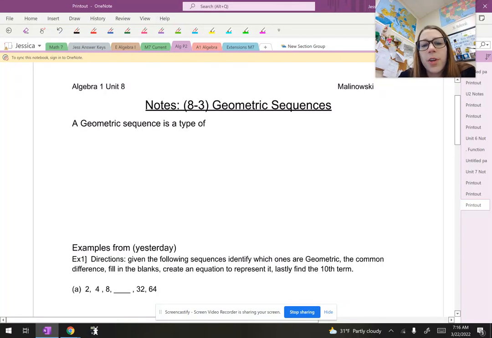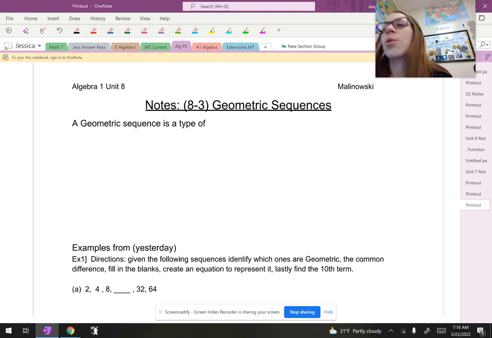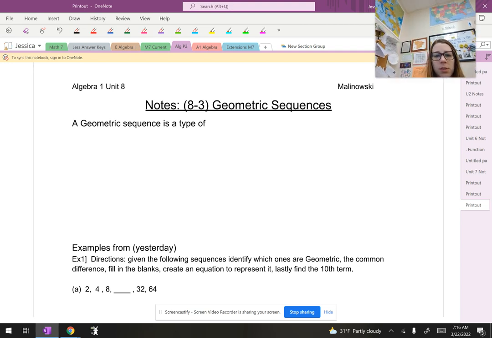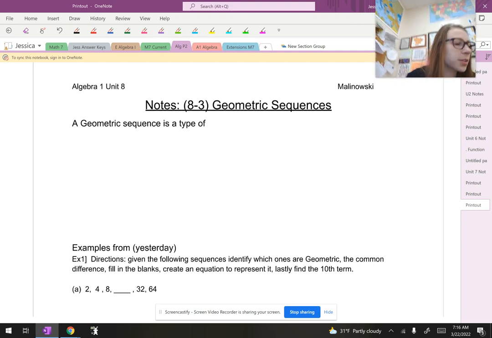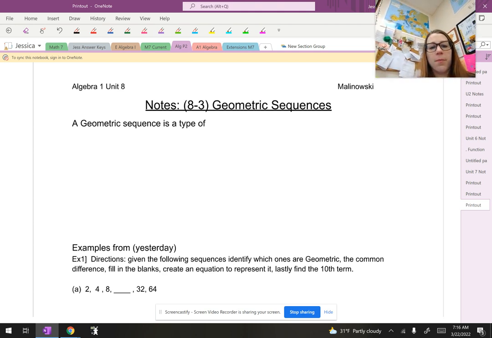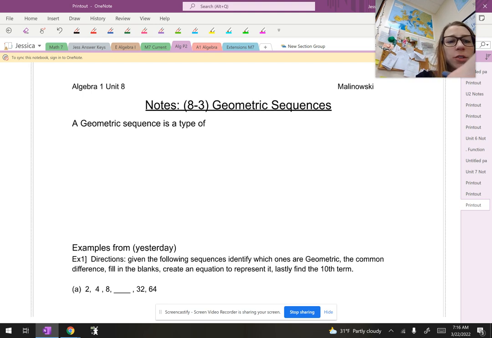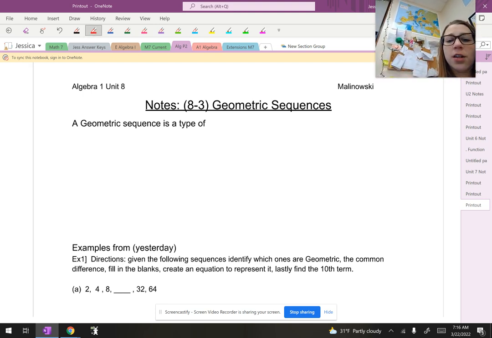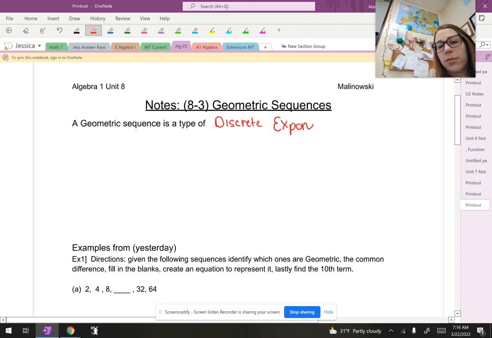Okay, here we have notes for Algebra 8-3 on geometric sequences. Okay, geometric sequence. It is a type of discrete exponential function.